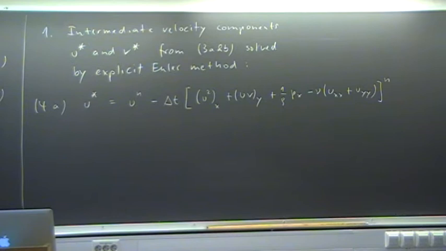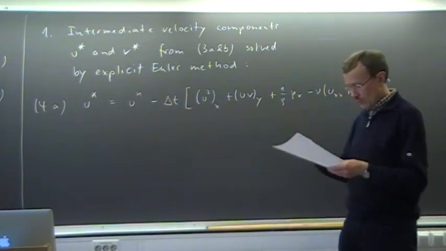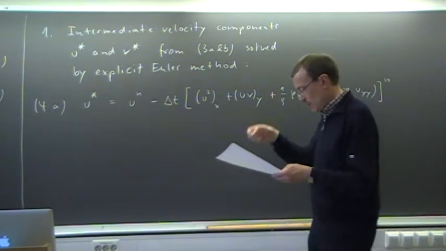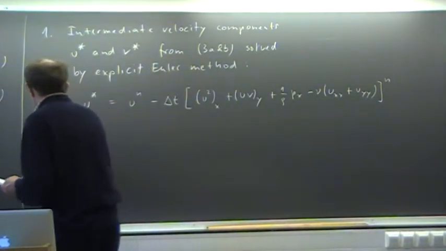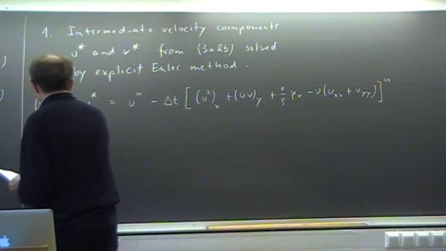So that is a very easy operation. It is an explicit method that can be computed very easily. How we do this discretization, we take that later. But first, the idea. So that was for the x momentum.